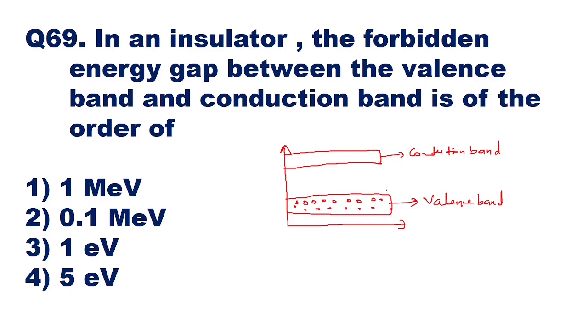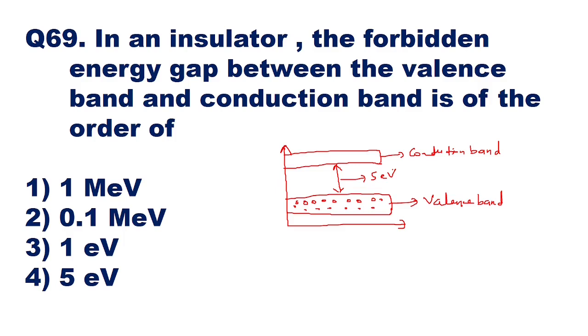Now here in an insulator, it is very difficult for valence electrons to become free. They require a very high electric field if they have to be pushed from the valence band to the conduction band. Therefore, the forbidden energy gap is large in an insulator as compared to a conductor and semiconductor. So out of these options, option number 4, that is 5 electron volt, will be the right answer, which shows that the forbidden energy gap is very large.